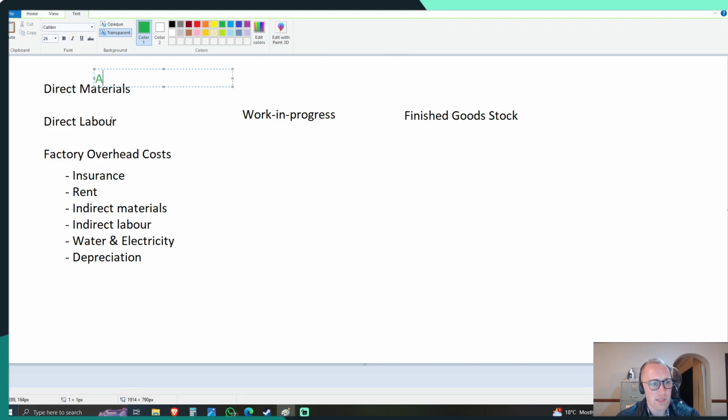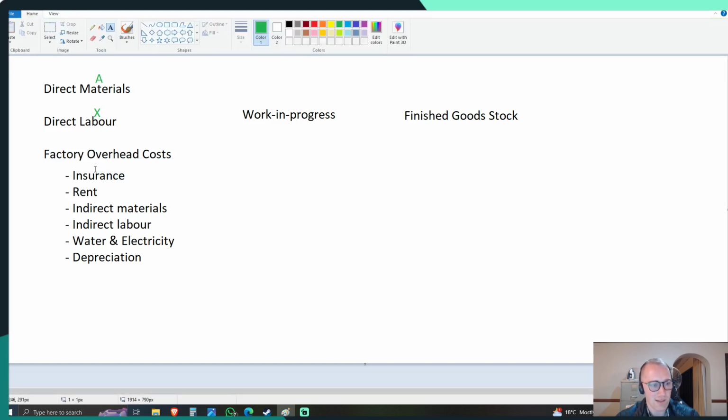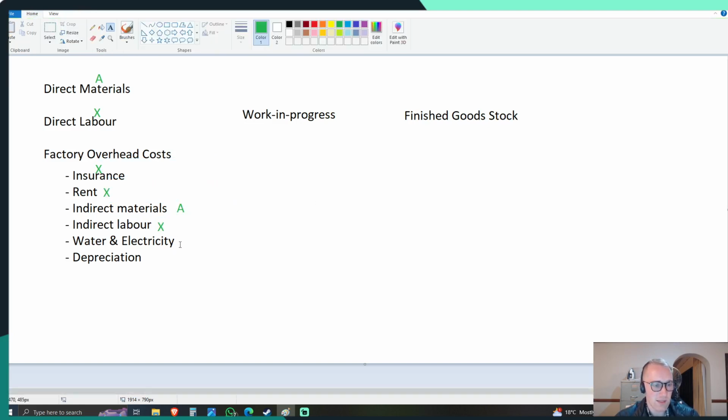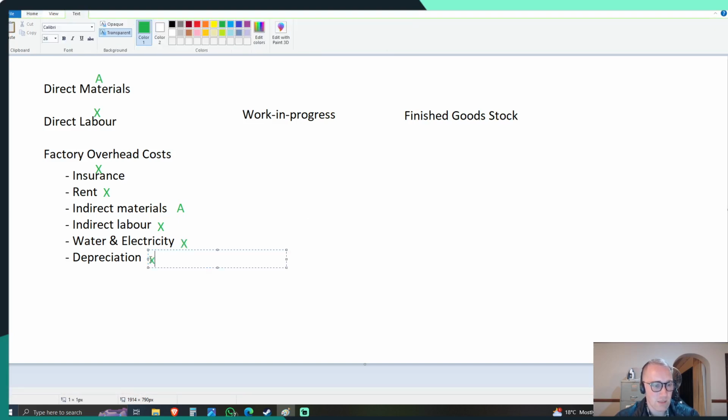Direct materials is an asset. Direct labor, expense. Insurance, asset. Rent, what did I say? Asset, come on. Insurance, expense. Rent, expense. Indirect materials, asset. Indirect labor, expense. And work in progress is an asset. Finished goods stock is an asset.